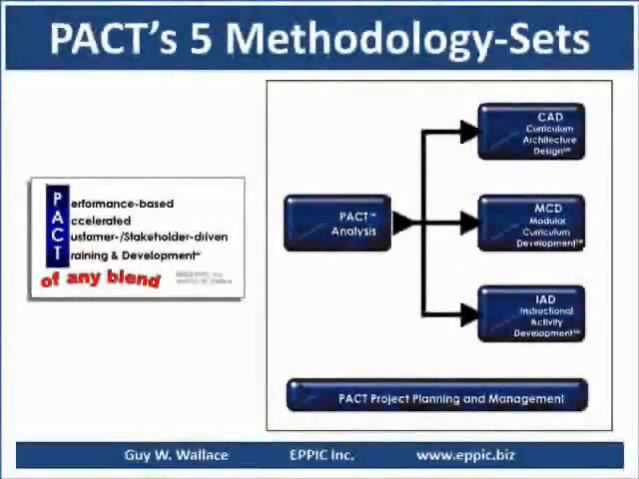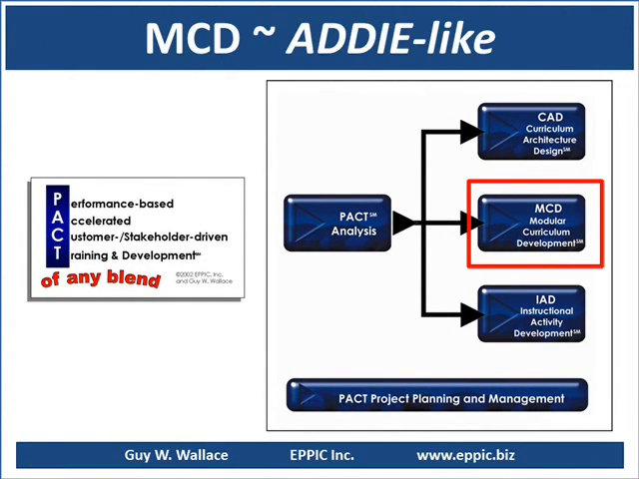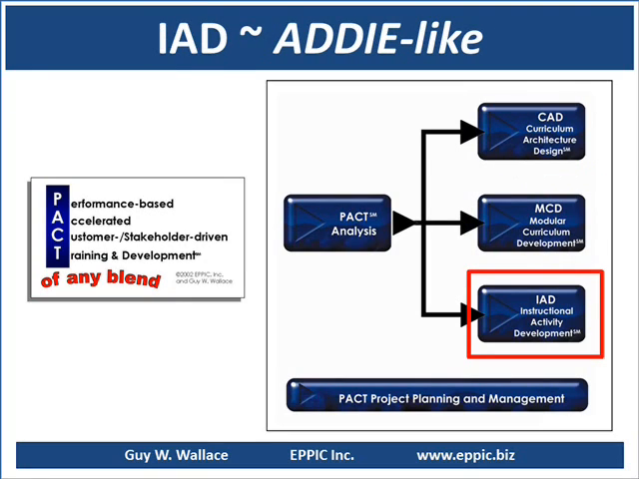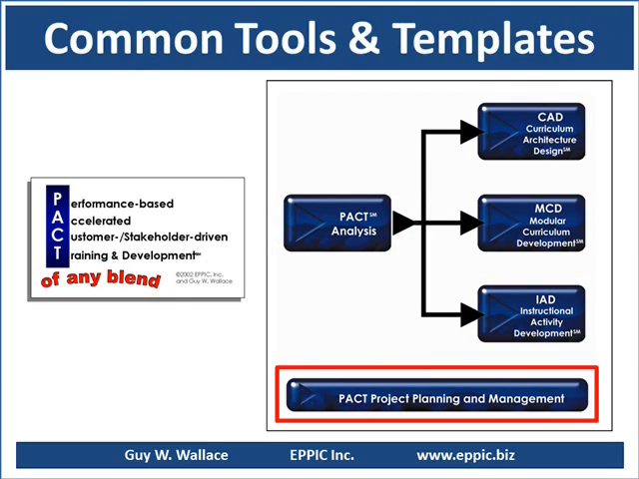PACT is a set of 5 methodologies, including curriculum architecture design, modular curriculum development, instructional activity development, which is the third of 3 levels of instructional systems design in the PACT methodologies. Those are supported by a common PACT analysis set of methodologies and a common set of project planning and management methodologies.